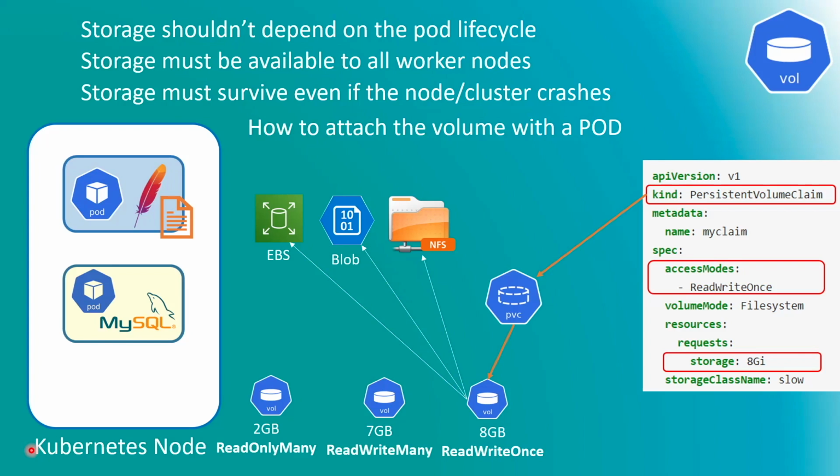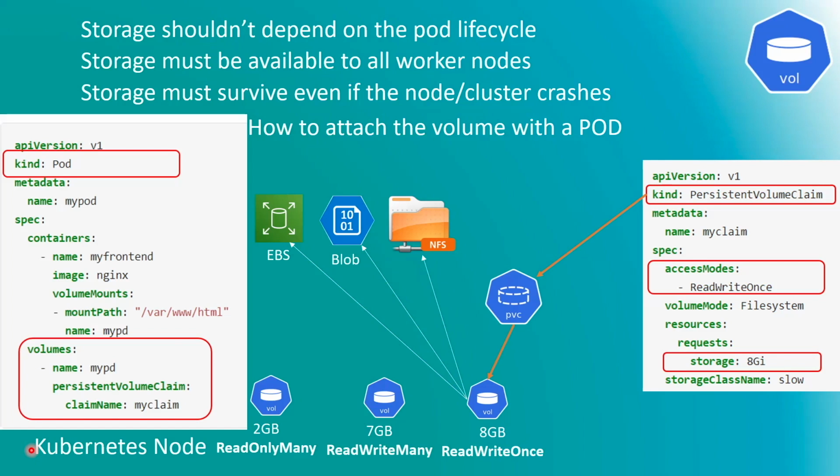Now, once we create the pod and specify this persistent volume claim in the pod manifest file, the kind is pod and the volume type is persistentVolumeClaim. The pod will locate the persistent volume claim and it will attach the pod to the persistent volume.